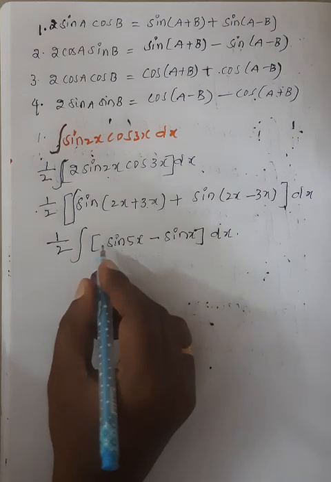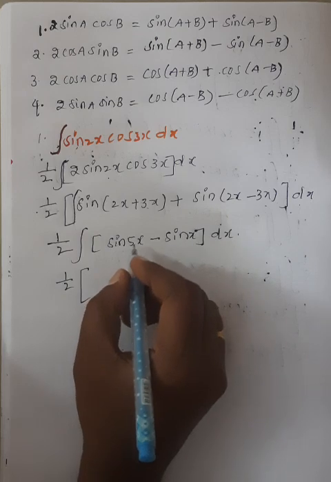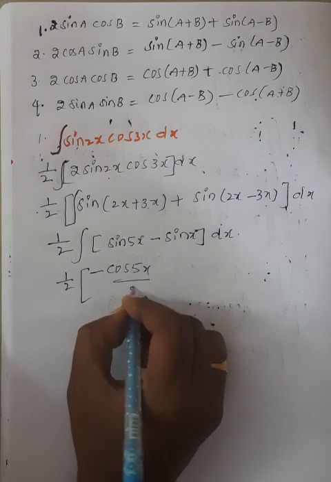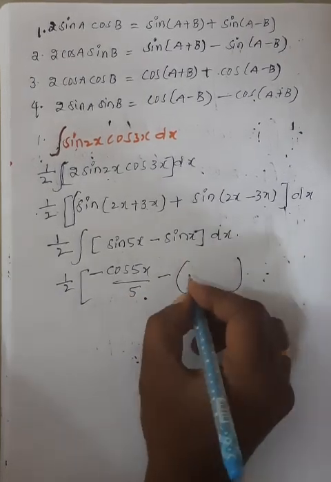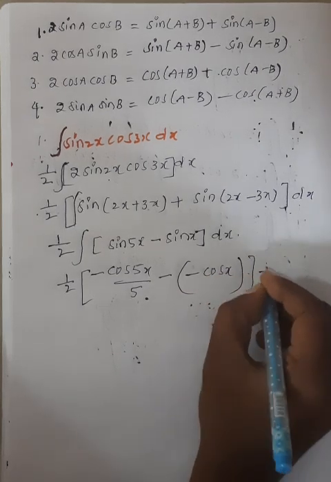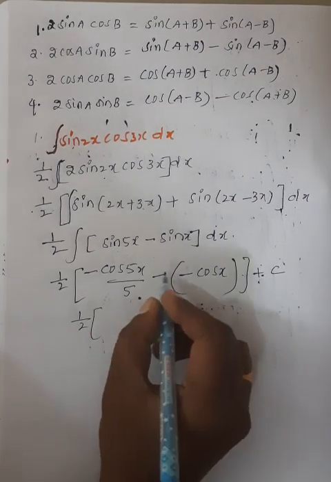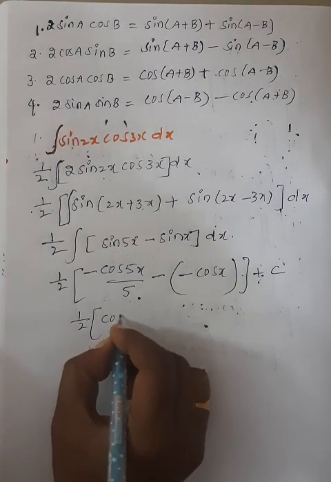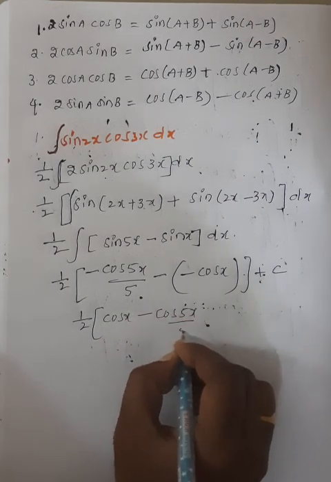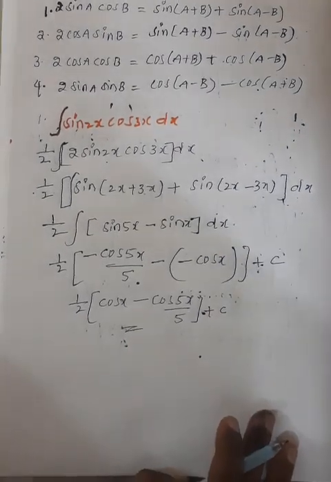Now we have to integrate these two functions. 1 by 2 into integration of sine 5x will become minus cos 5x by 5. Similarly, minus of sine x integration is minus cos x plus c. Here we have to simplify. 1 by 2 into minus will become plus cos x minus cos 5x by 5 plus c. So this is our final solution for the given question.